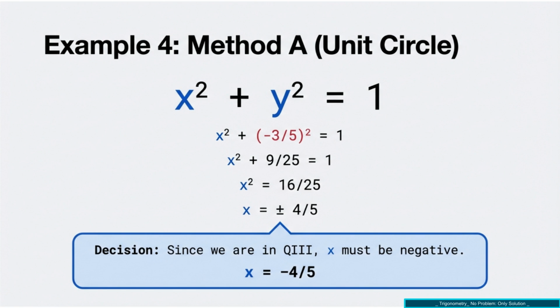Method A uses the unit circle equation. X squared plus y squared equals 1. Plugging in y equals negative 3/5 gives x squared equals 16/25. Since we are in quadrant 3, x must be negative 4/5.